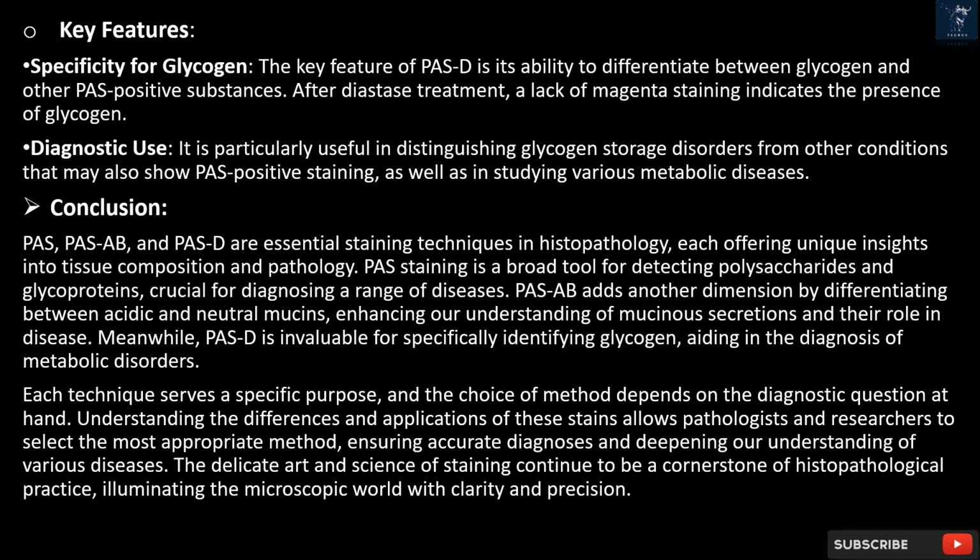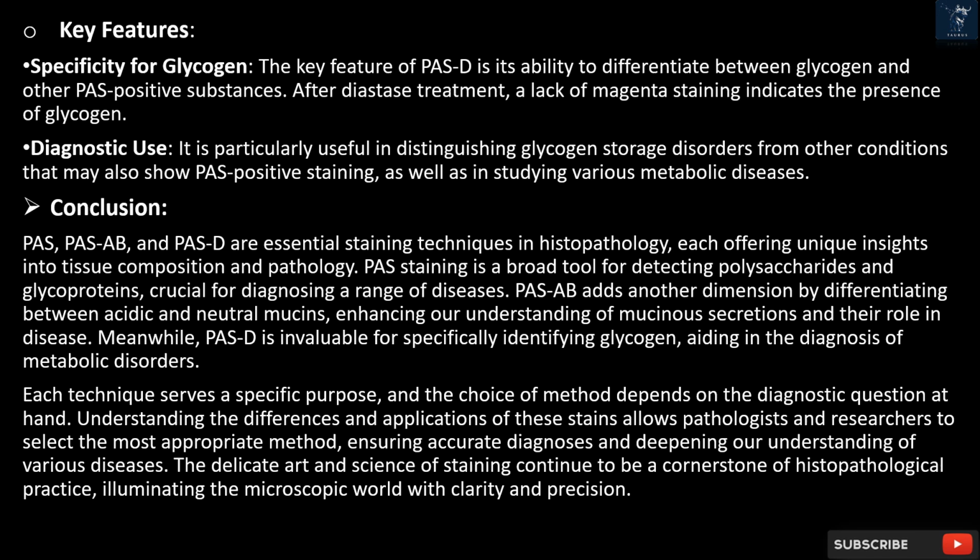The key feature of PAS-D is its ability to differentiate between glycogen and other PAS-positive substances. After diastase treatment, a lack of magenta staining indicates the presence of glycogen. Diagnostic use: it is particularly useful in distinguishing glycogen storage disorders from other conditions that may also show PAS-positive staining, as well as in studying various metabolic diseases.